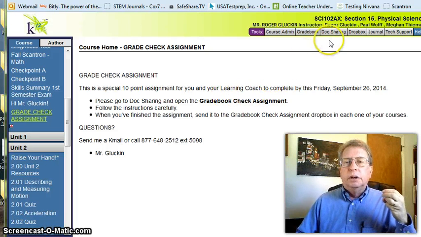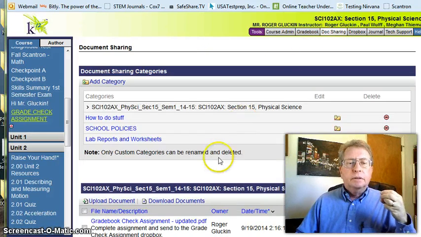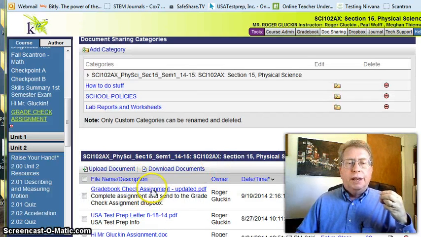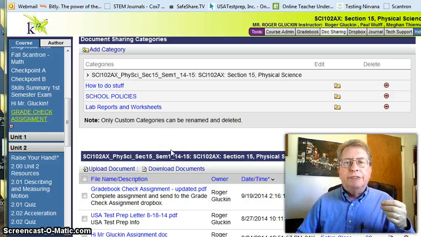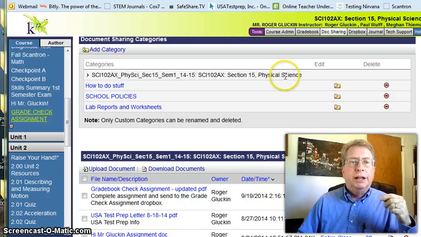You're going to go to doc sharing, download and open and print out that assignment, fill it all in. Work with your learning coach to find the grades and percentages in each of your courses. Then you're going to go to the Dropbox for each of your courses and send it in there to your English class, history class, science class, etc. So that tells all your teachers that you and your learning coach know where to find your grades, and it'll really help you be organized.